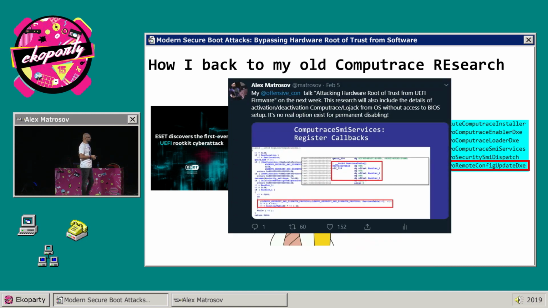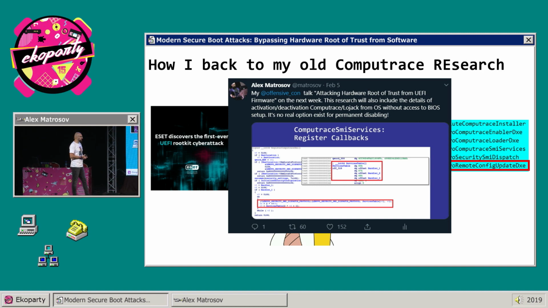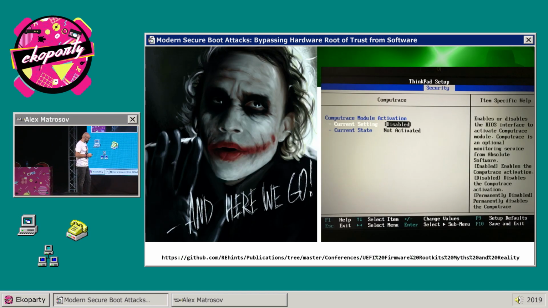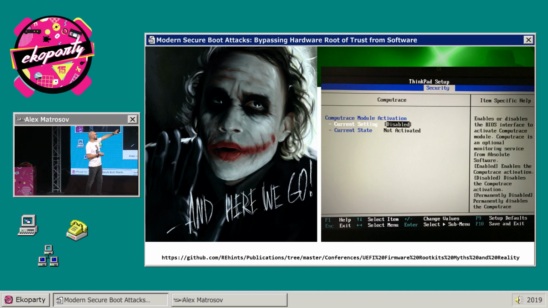So back to the research in 2017, what I did to recover the Computrace SMI handler, there is actually a lot of interesting information I will talk about on the next slide. But what I got from that research, we have this option, current setting, disable permanently Computrace. You can see here.